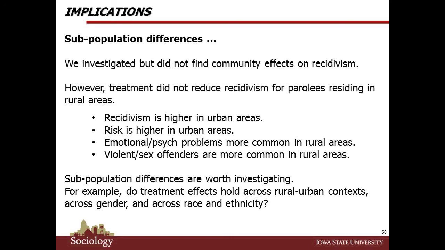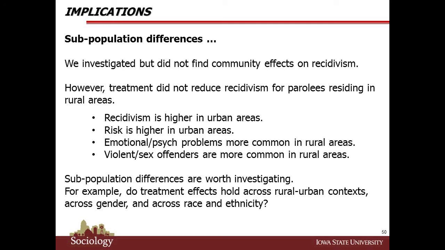Differences in offenders may well be the reason. Recidivism, for example, is higher in urban areas. Risk levels with risk assessment instruments are higher in urban areas. Emotional and psychological problems are more common in rural areas. And violent and sex offenders are more common in rural areas. So these are potential places to look for the sources of this treatment effectiveness difference. At any rate, subpopulation differences are worth investigating.